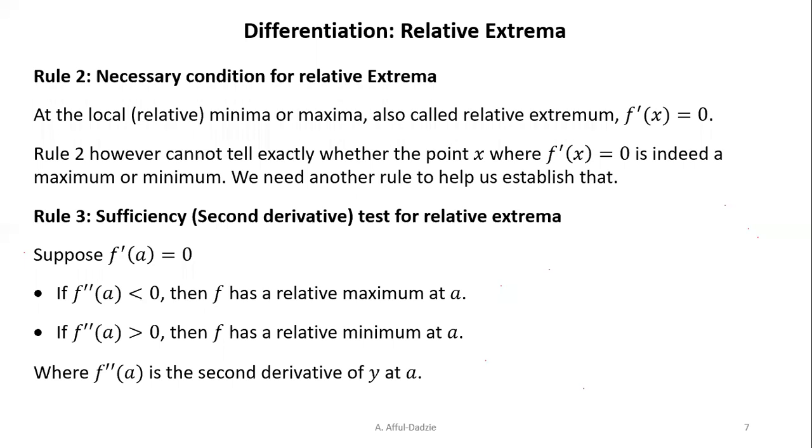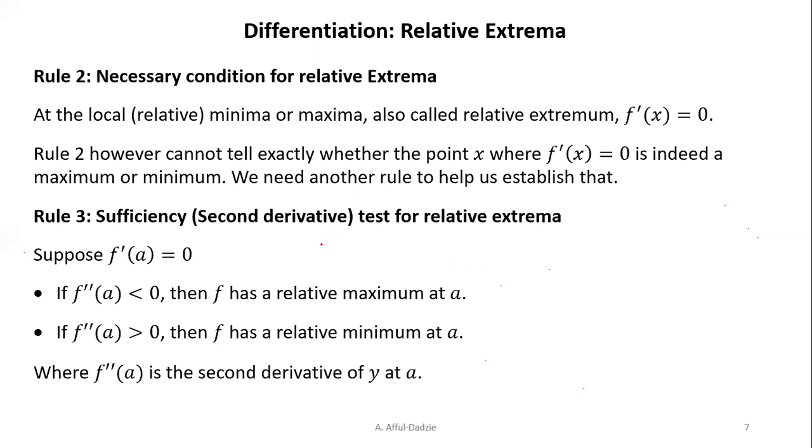So if you identify your maximum point, either your local, your relative minima or maxima, we must prove and be sure that, yes, indeed, that point is truly the highest possible point. And so we have what we call the sufficiency test, which in layman's terms is the second derivative test for the relative maxima.